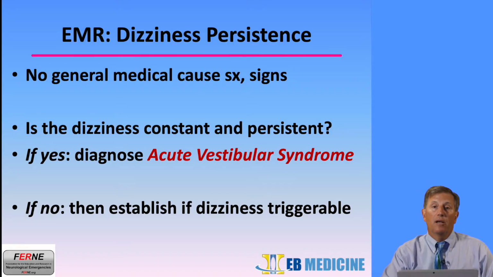So in the electronic medical record, the thing that you want to do next, if you've demonstrated that there's no apparent general medical cause based on symptoms and signs, you then want to say, is the dizziness constant and persistent? If yes, you've diagnosed an acute vestibular syndrome. If there is not a constant, sudden, severe onset of dizziness that is currently present in the ED, and instead the dizziness is triggerable, you then have to consider whether it's spontaneous or episodic.